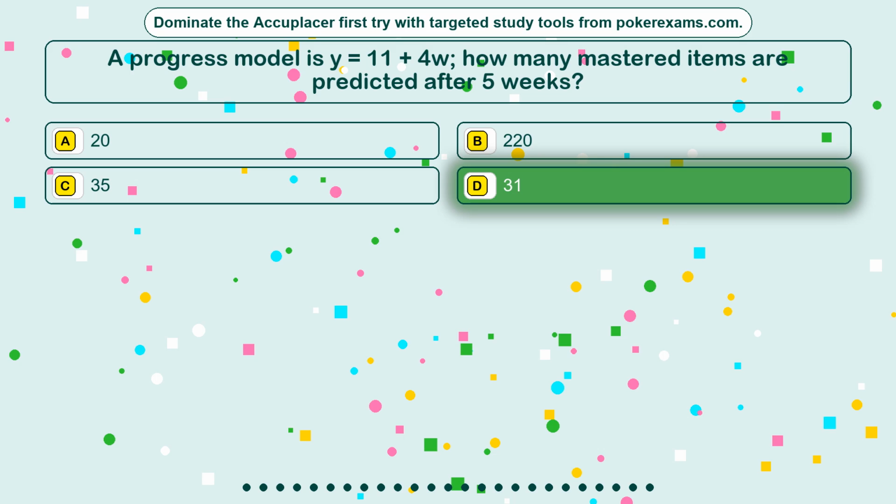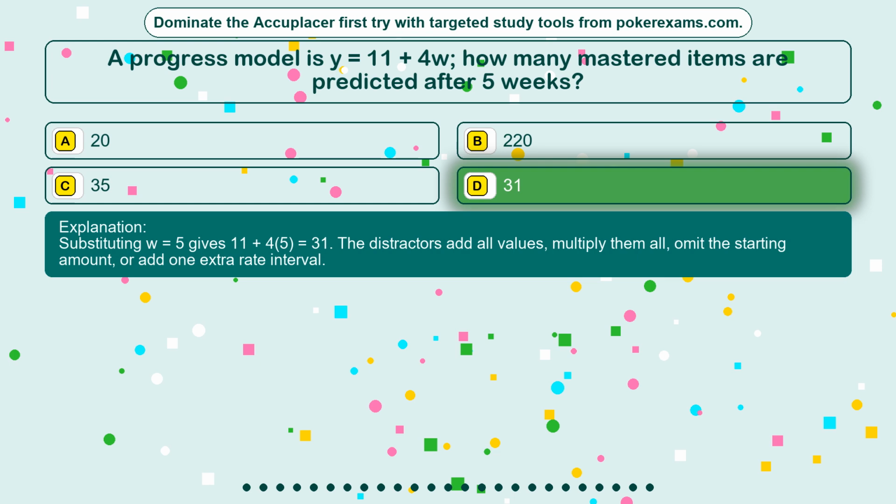The correct answer is option D, 31. Substituting w equals 5 gives 11 plus 4 times 5 equals 31. The distractors add all values, multiply them all, omit the starting amount, or add one extra rate interval.